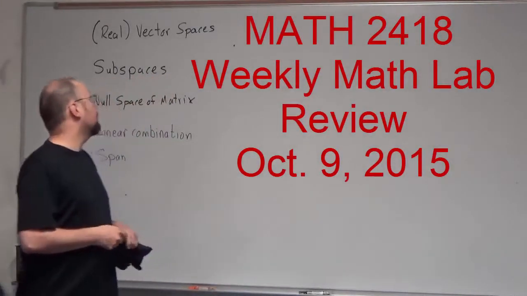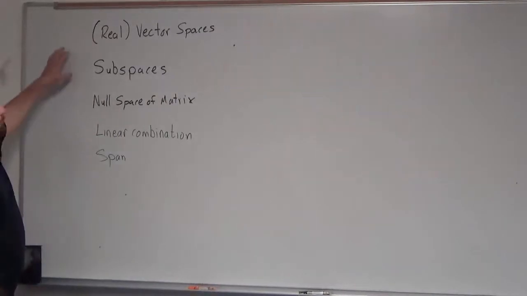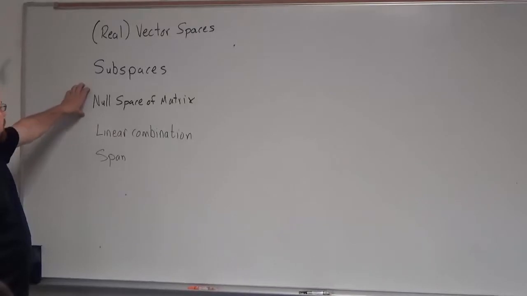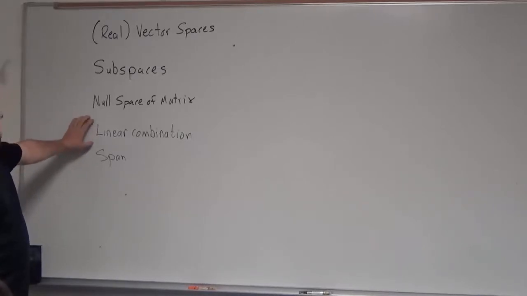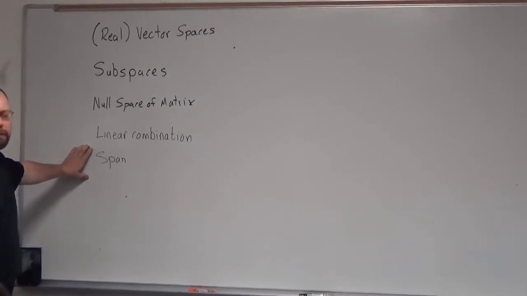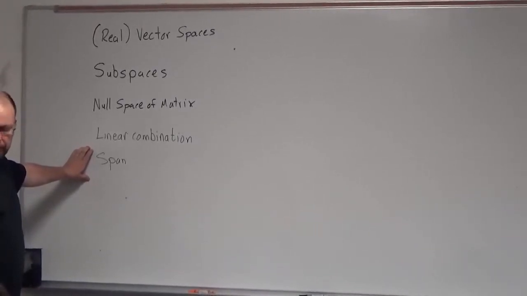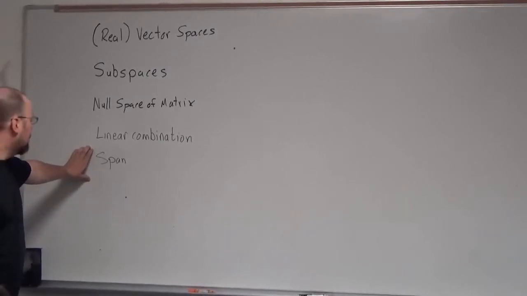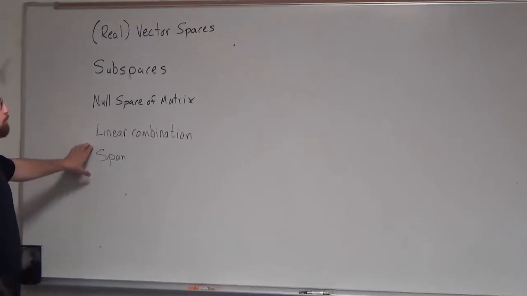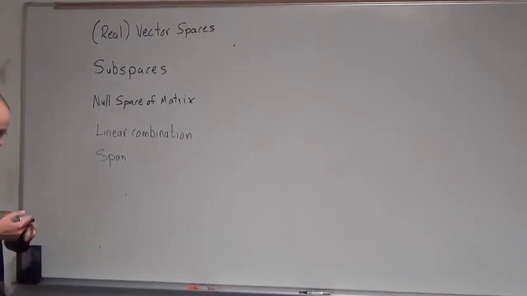Homework number 7 deals mostly with vector spaces and subspaces, and then special cases. A null space of a matrix is a subspace of a vector space. And then we finally define linear combination. And then we talk about what a span of a set of vectors is, and we learned that the span of a set of vectors is always a subspace. So, vector spaces and subspaces.